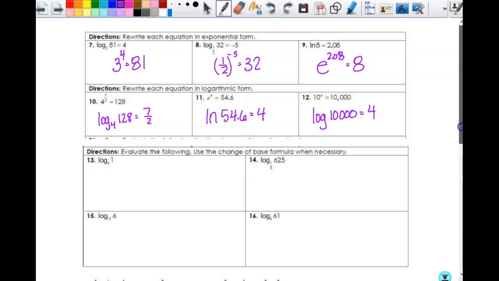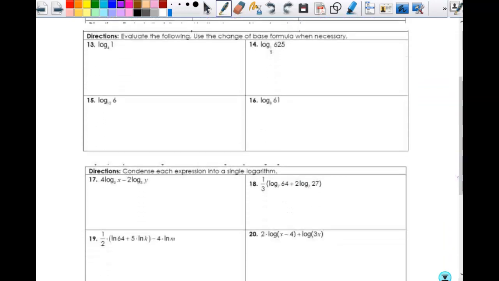So now I'm evaluating. That was just rewriting. This is evaluating. So I need to set this equal to x. So that means that 4 to the x power equals 1. So x has to equal 0.